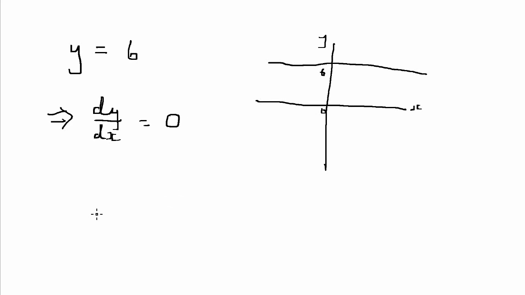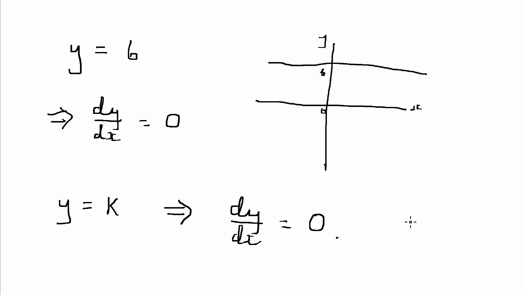And in fact, it didn't have to be the line y equals 6. It could have been y equals any number. So here's our final special case. If y is just a number, then that means that when you differentiate it, you will always get 0.